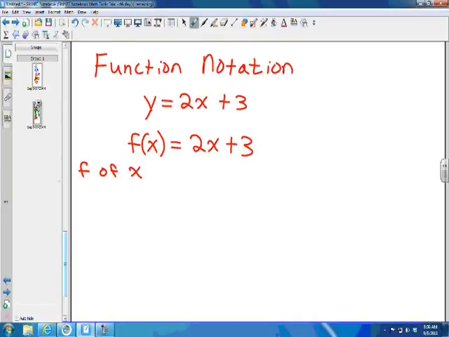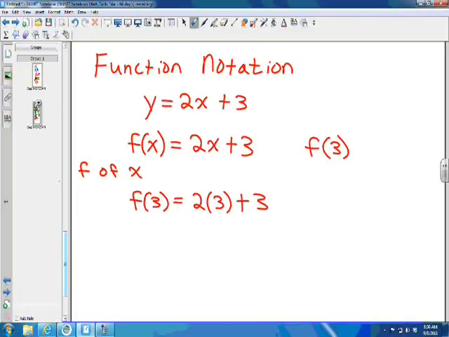So in your homework, they're going to tell you this is f of x. We want you to tell us f of 3. It's read the same way. So instead of f of x, you're going to do f of 3. And what do you think you're going to do with the 3? Put it in where the x was. So you will do 2 times 3 plus 3.